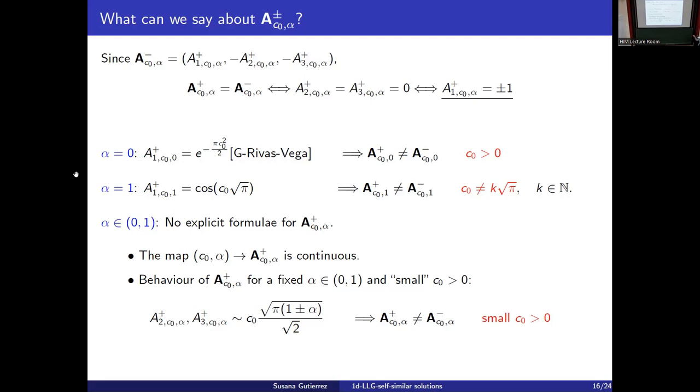When we are in the general case, when alpha is between 0 and 1, there are no explicit formulas, but using the continuity in the parameters C0 and alpha, we are able to find formulas for the components of A plus in terms of the parameters of the problem. So the second and third components are different from zero, and that means that the vectors are different. So we always have a jump, at least when we have small values of C0.